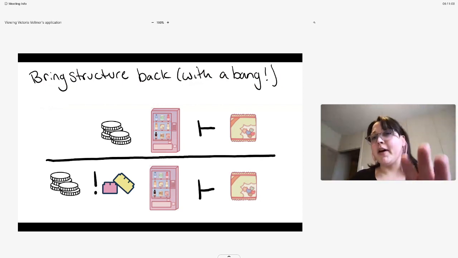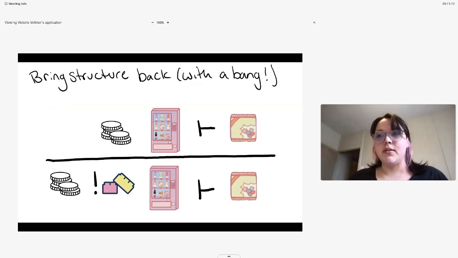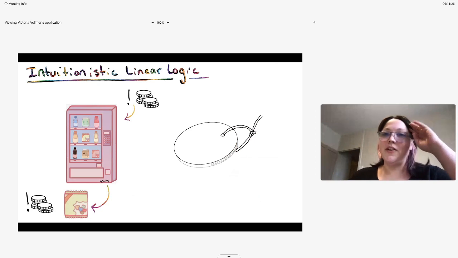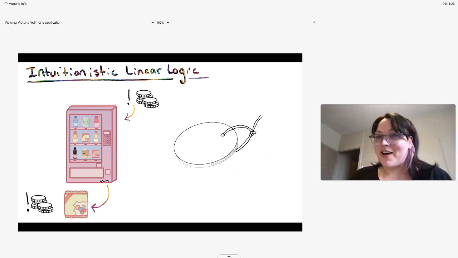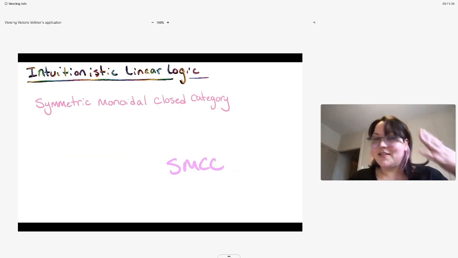And in this example, I don't know if anybody picked up on it, but the vending machine does disappear the second you use it, so it just vanishes. I like to think of bang as drilling a hole and tying a string to your coin. You can put the coin in, pull it back out, and use it as many times as you want. And I assume most people are very familiar with linear logic, which is why I'm giving such a fast, high-level overview of it. Okay, so to get to the more interesting stuff.